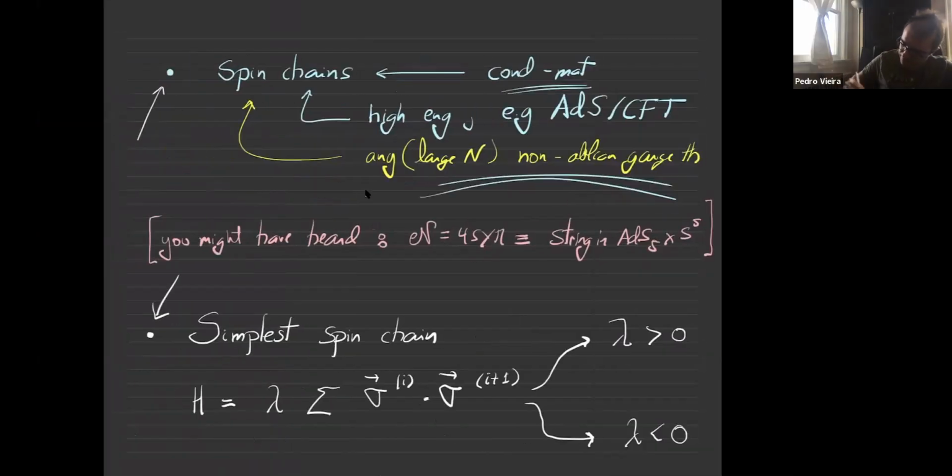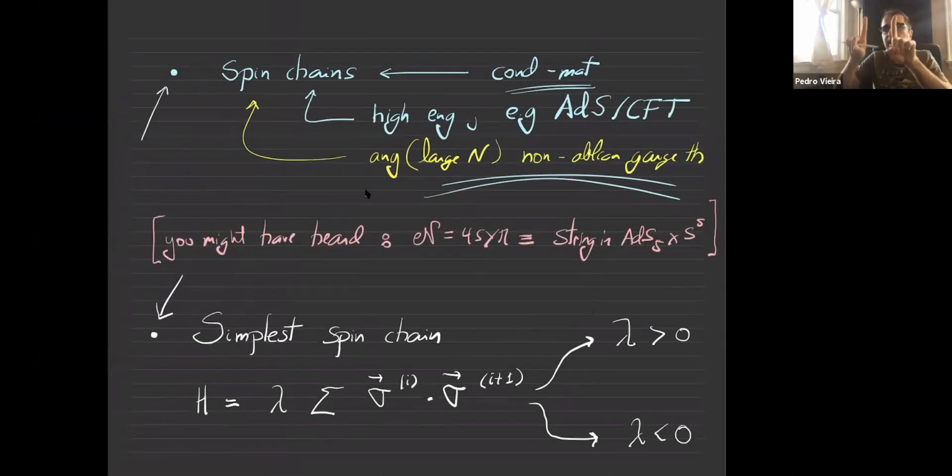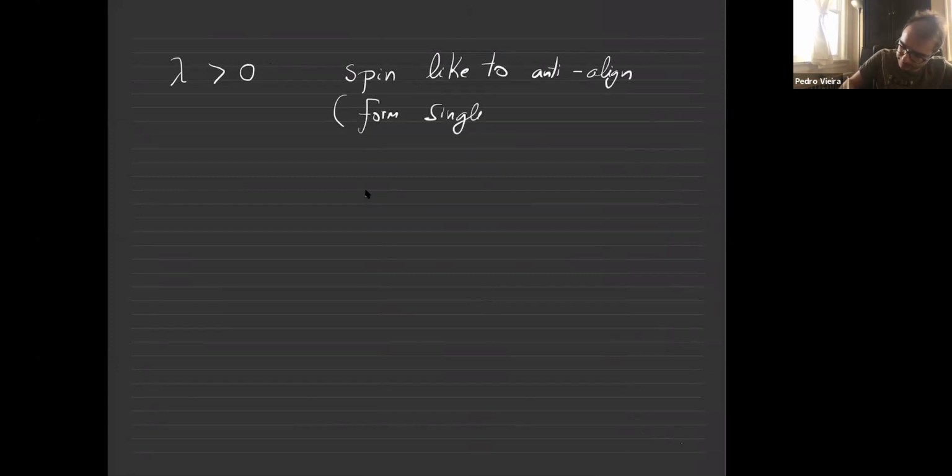So if lambda is positive, I remind you, the Hamiltonian is this. It means the spins want to be anti-aligned. If lambda is negative, they want to be aligned. If all the spins are aligned, this is okay if lambda is negative. So if lambda is positive, naively, we say spins like to anti-align. In other words, they like to form a singlet. If lambda is negative, to lower the energy, the spins like to align.